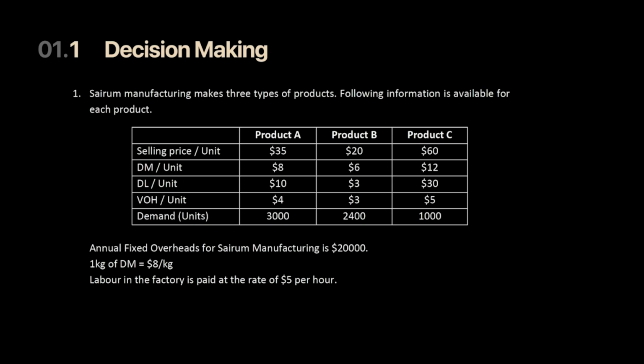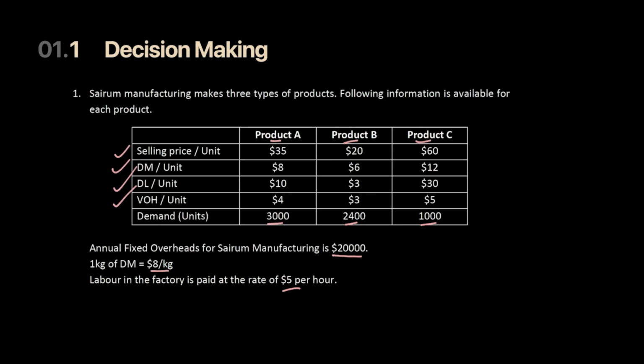Okay guys, let's solve a question on limiting factor. Over here you can see Siren manufactures three different products, product A, B and C. They've given you all information: selling price, direct material, direct labor, variable overhead, and demand for each product. Now they're saying the annual fixed cost for the entire factory is $20,000. 1 kg of raw material is worth $8 and labor is paid $5 per hour.